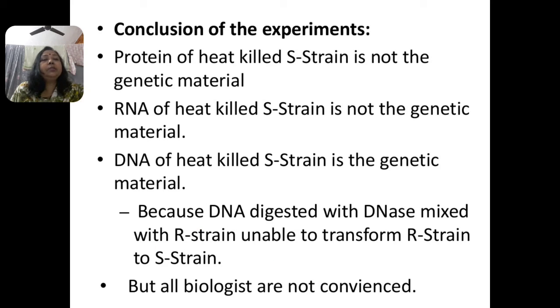So they concluded this experiment by saying that the protein of heat killed S strain is not the genetic material. The RNA of heat killed S strain is not the genetic material. Both are not the genetic material. But the DNA of heat killed S strain is the genetic material. The reason is that when the DNA was digested with DNase enzyme and mixed with R strain, it was unable to transform R strain to S strain.